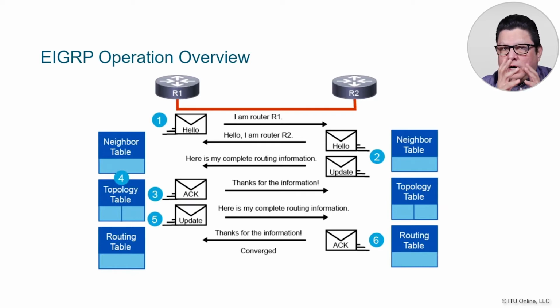And for the routers to become neighbors, to successfully see each other as neighbors, the routers must have the same autonomous system number. So whenever you enter router EIGRP 100, it doesn't have to be 100, could be any number, but it has to be the same number on all routers for those routers to become neighbors, to create a routing adjacency, to recognize each other as a neighbor.